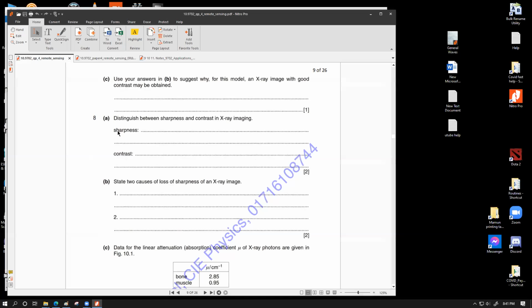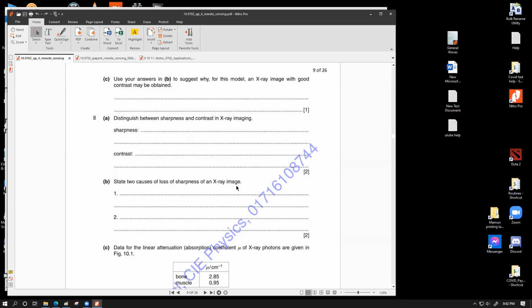Okay, distinguish between sharpness and contrast in X-ray images. State two causes for the loss of sharpness in X-ray images. So first of all, try to remember what sharpness was. Sharpness was the thin boundary between the dark portions and the white portions. The transition between bright and dark has to be very thin. So you have a dark region, boom comes the white region. There should not be a gradual decrease, or the penumbra should be really thin, or the mixed-up region should be thin. That's the whole idea of sharpness, right?